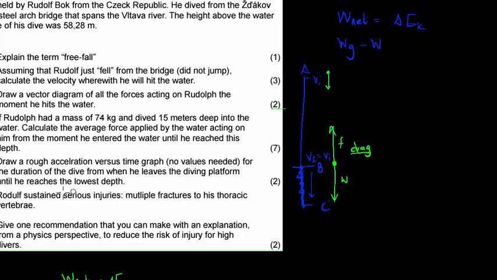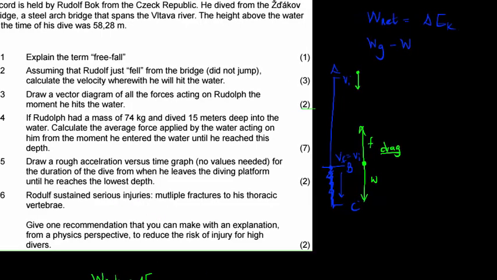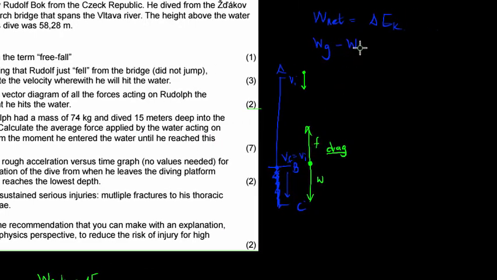They ask us to calculate the average force applied by the water. So this is the force applied by the water, or whatever you're going to name it. It doesn't matter what you name it. You just know that force is stealing energy. It is equal to the change in kinetic energy, which is a half mass times final velocity squared minus a half mass times initial velocity squared.